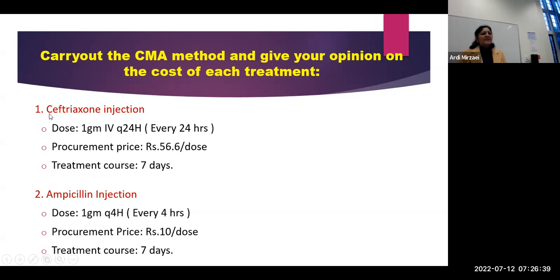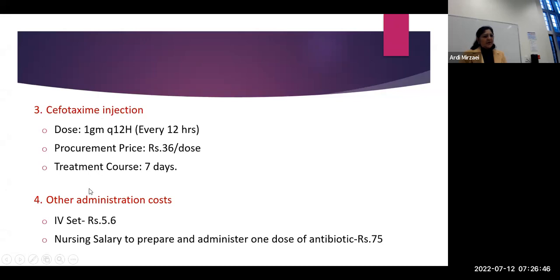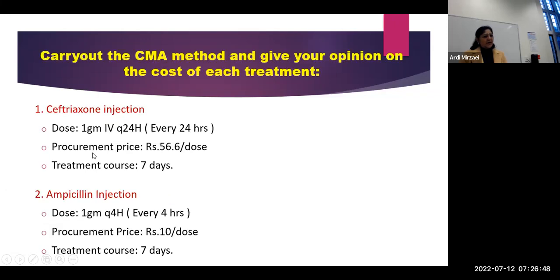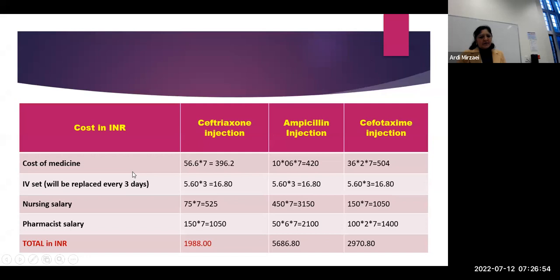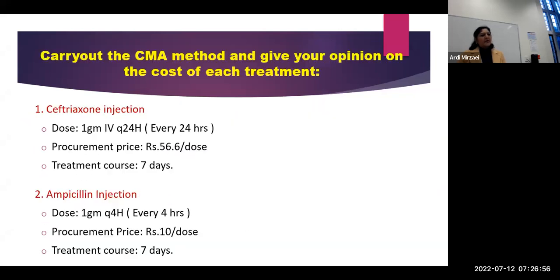So this is ceftriaxone injection, this is the dose. This is ampicillin. This is cefotaxime. I have given the details and other administration costs. I've also given the pharmacist salary. I'll give you 5 minutes if you would like to work it out. We have all the costs. Because it's hands-on, that will help them.